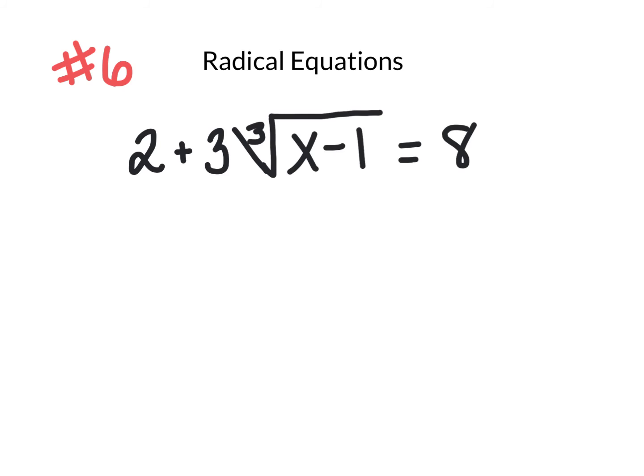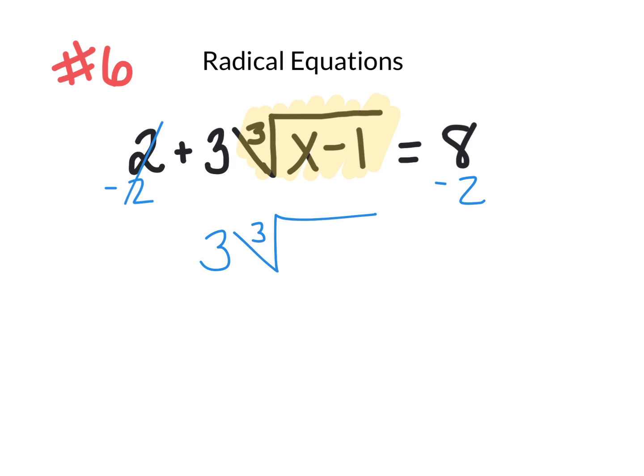Final topic that we have covered is radical equations and equations with rational exponents. So in general, your goal is to get this cube root part all by itself. So you undo, you're working through the order of operations backwards, so you undo addition and subtraction first. So you need to subtract 2. If you add 2 and 3, that's wrong. They're not like terms.